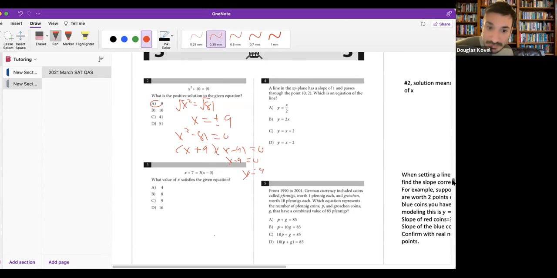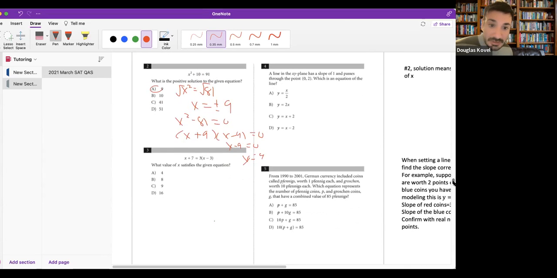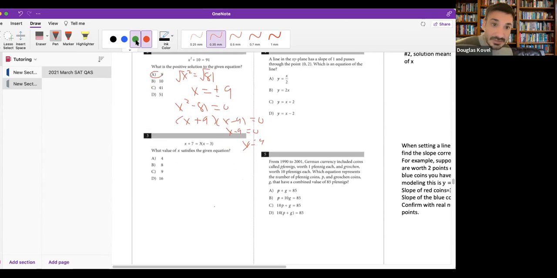All right, so we'll go to number 3. They just want to know what value of x satisfies the given equation. So once again, we're just solving for x. The key thing here is to make sure you distribute that 3 to both terms in the parentheses. So we'd have x plus 7 equals 3 times x, because 3 times x is 3x. And then we'd also do 3 times -3.